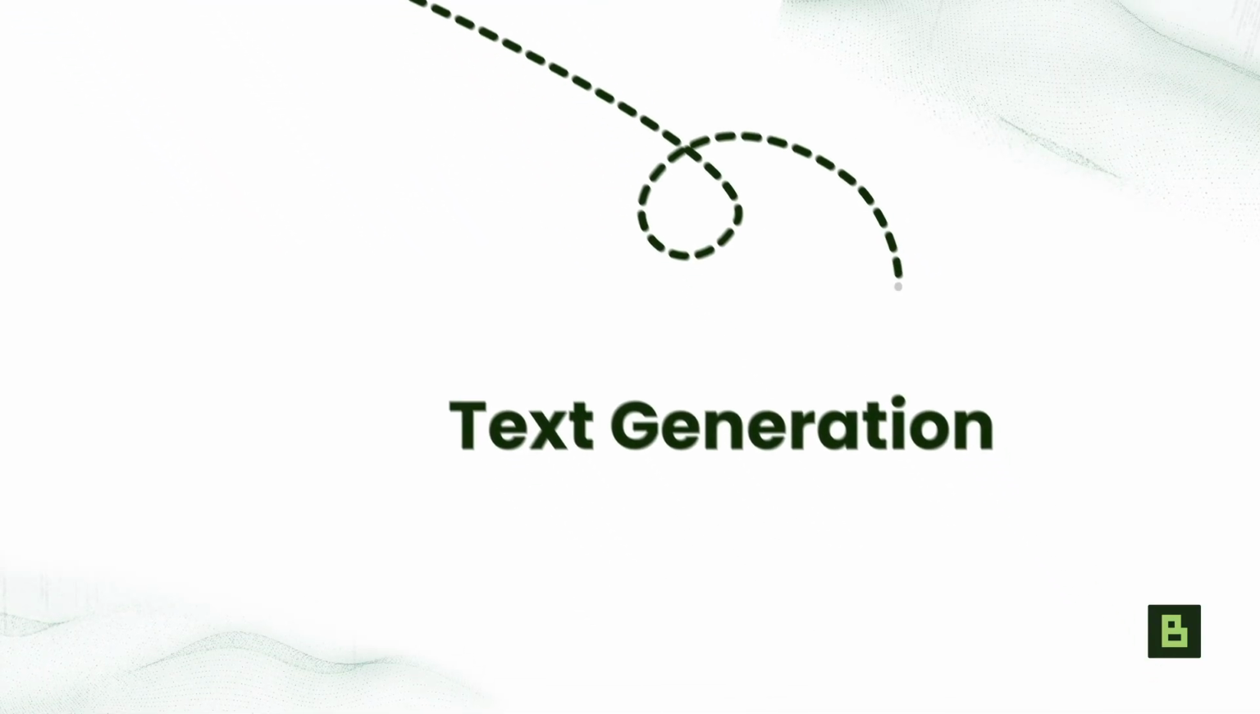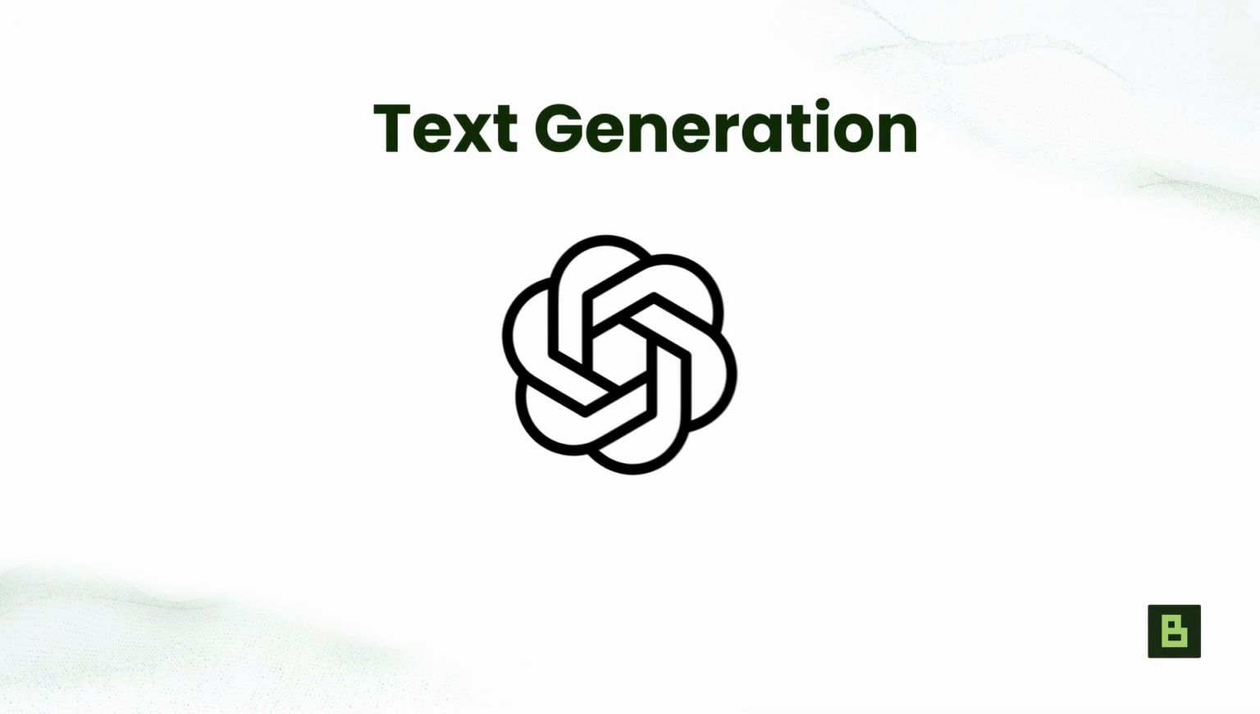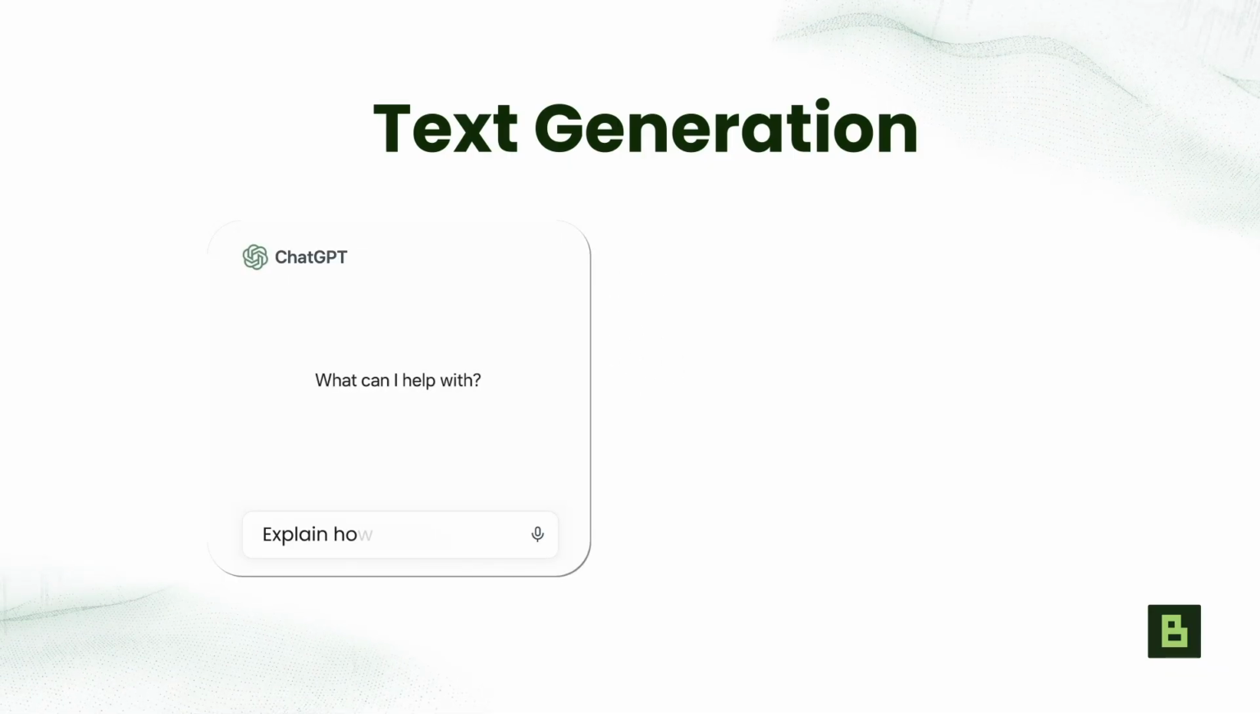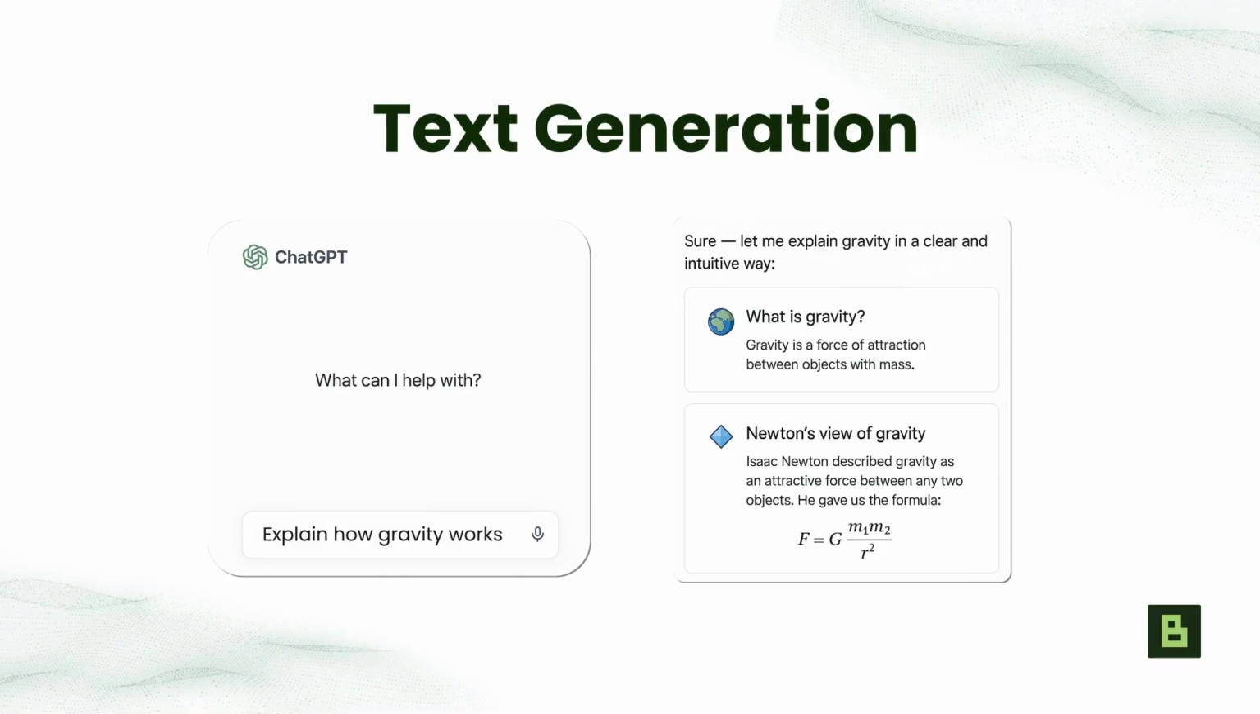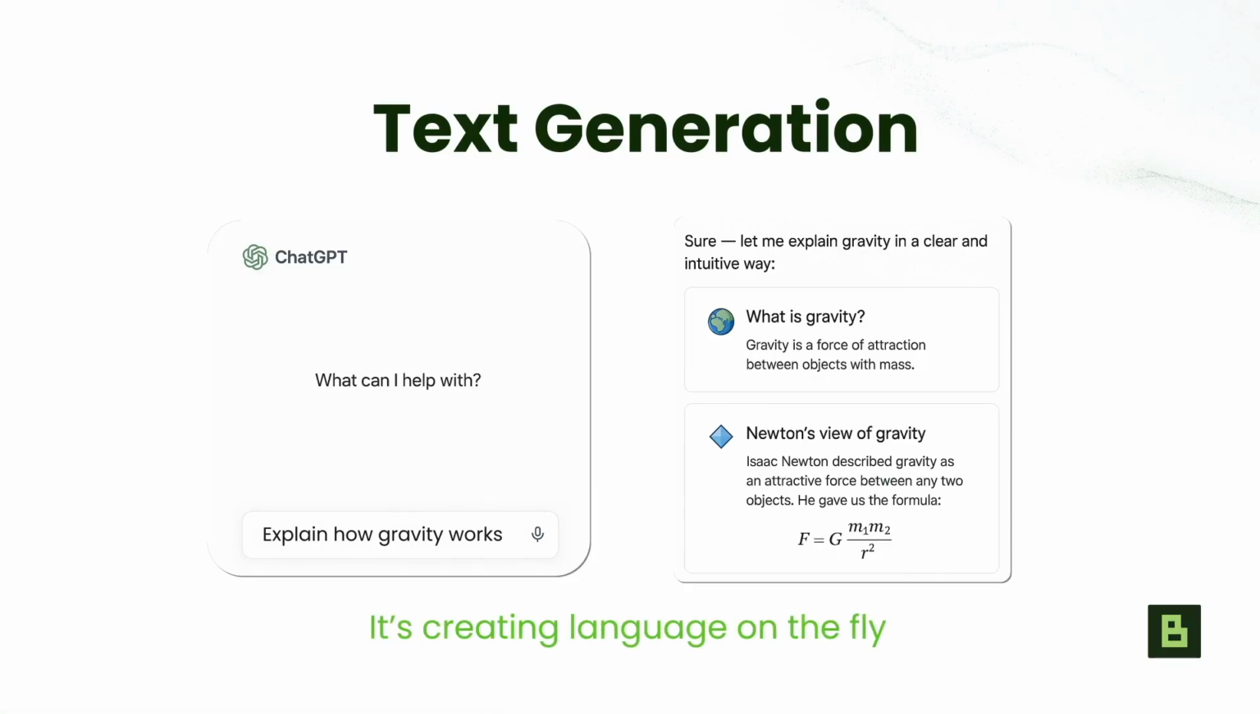First, text generation. This is what ChatGPT does. You type in a question, like, explain how gravity works, and it generates a response that sounds human, even though it was never explicitly programmed to answer that specific question. It's creating language on the fly, based on everything it has learned from billions of sentences.